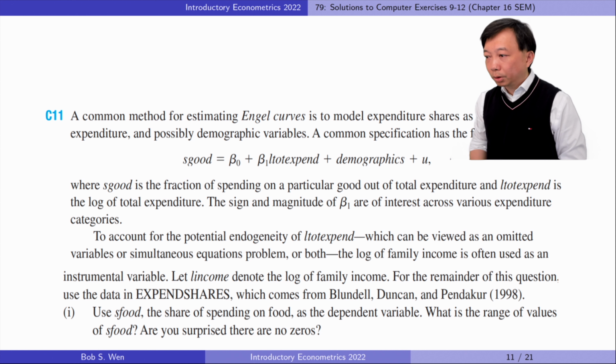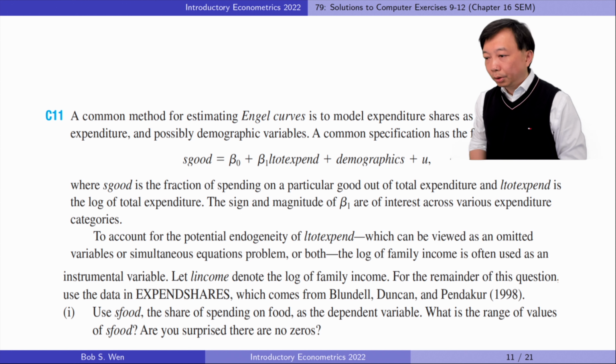To account for the potential endogeneity of the log total expenditure, which can be viewed as an omitted variables problem or simultaneous equations problem, or both, the log of family income is often used as an instrumental variable. Let log income denote the log of family income.